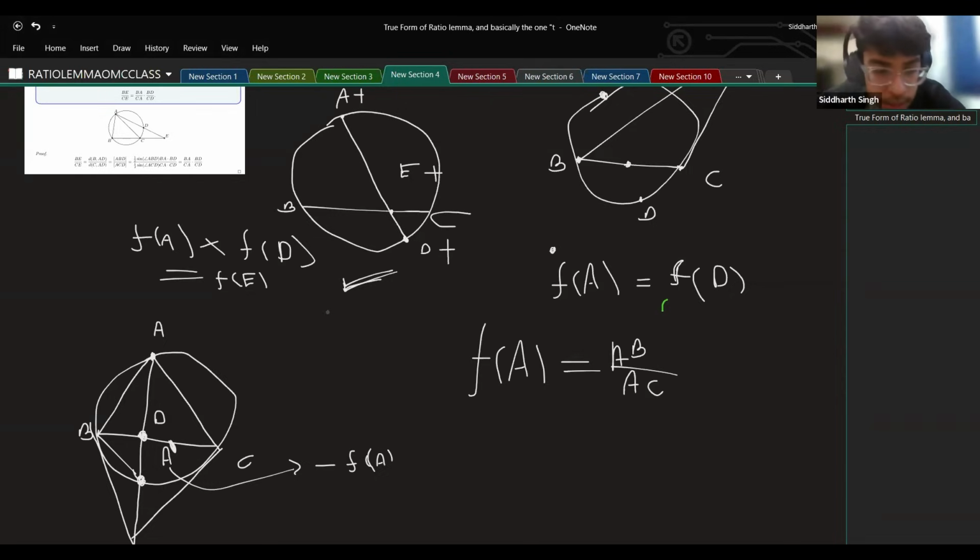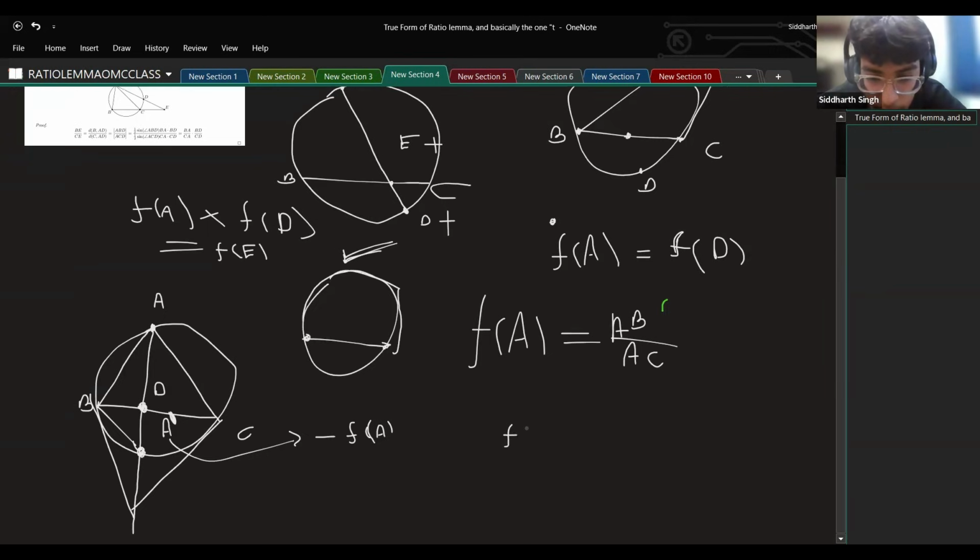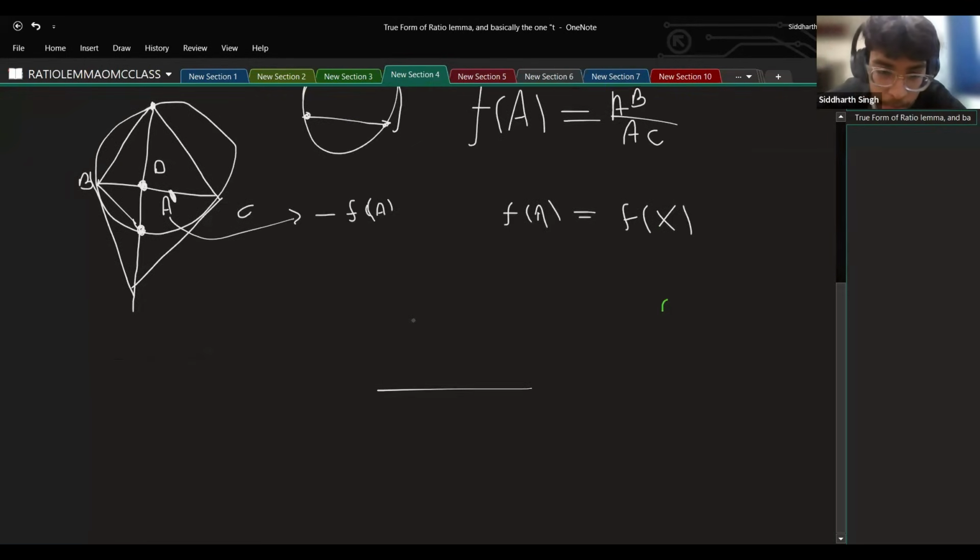Also, trust me on this, but as we vary A here, because of continuity, everything will be different. Basically, if f of A is equal to f of x, where A and x both lie on a circle going through B, then A is equal to x.